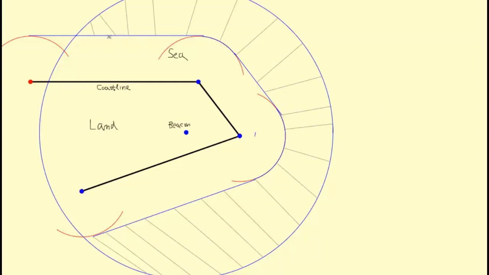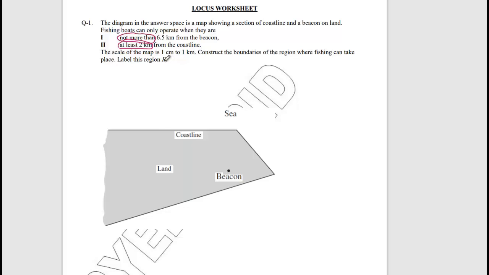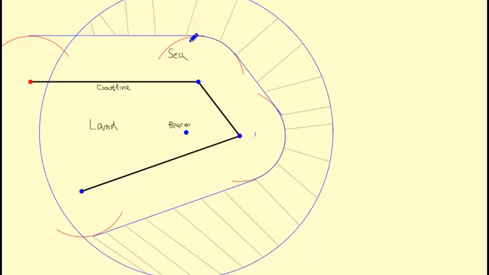So in this region, the fishing can be done beyond this parallel path, and it should be inside of this circle. But the border of the circle is part of the region, and this parallel path is also part of the region. Now we have to label this region F. So this is the F region. This whole region is F.